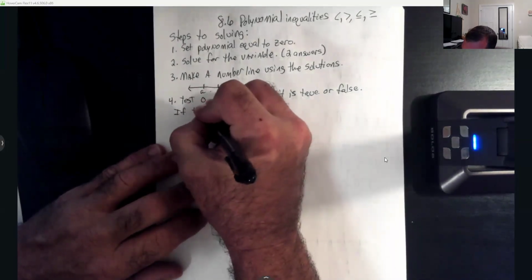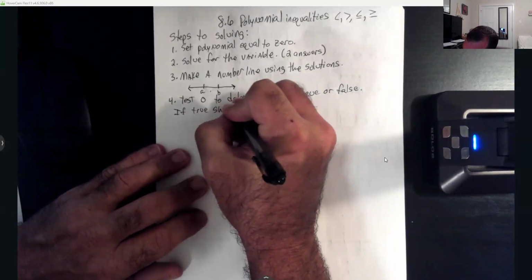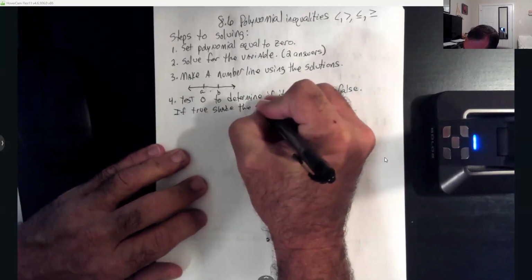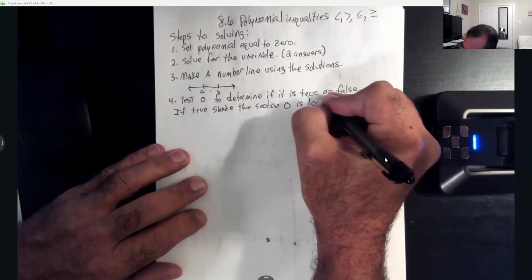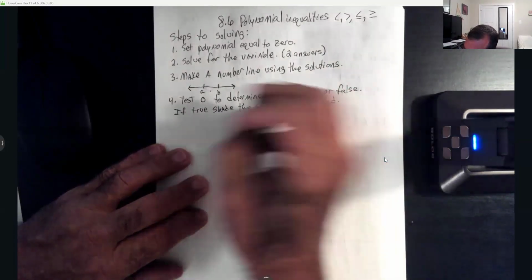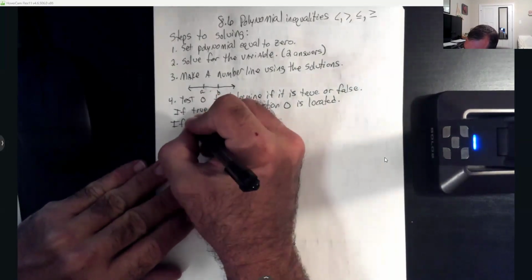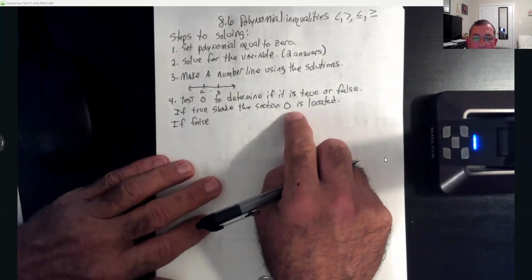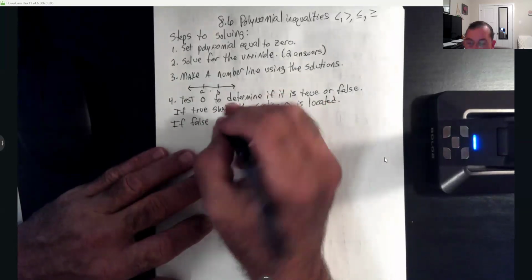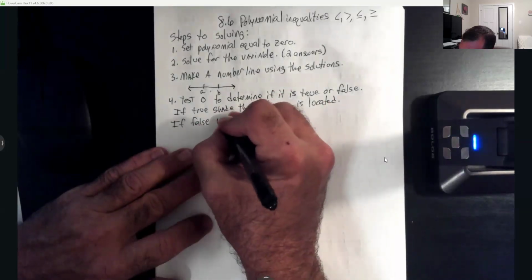Now, if true, shade the section where 0 is located. If false, we don't shade the section where 0 is located. If false, we shade the other sections.